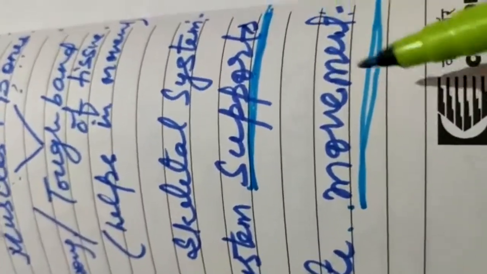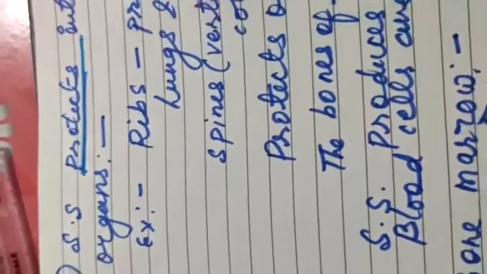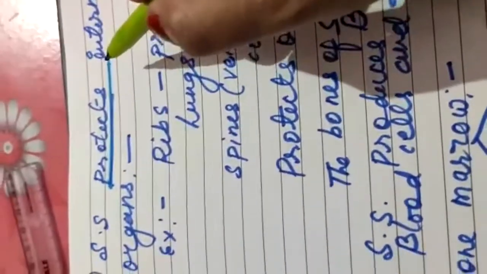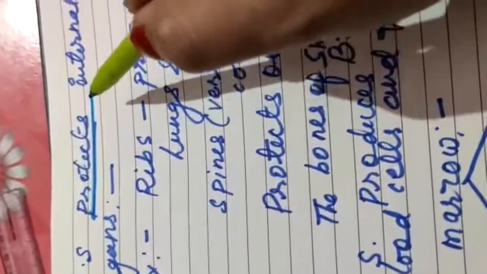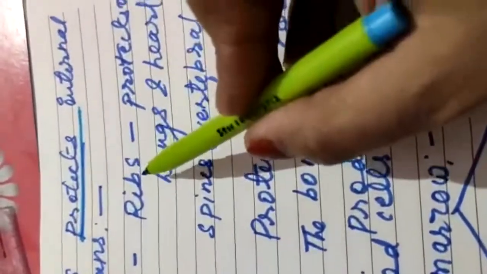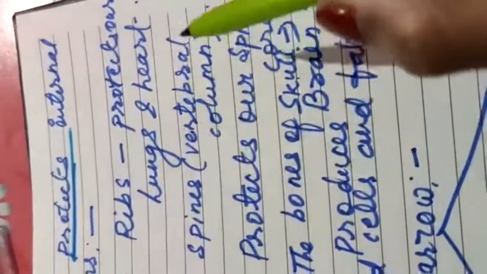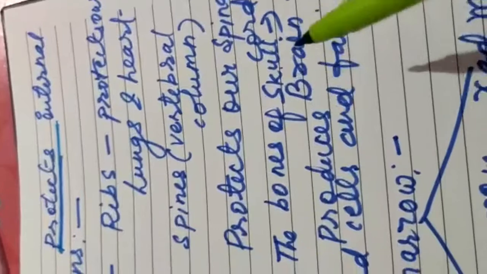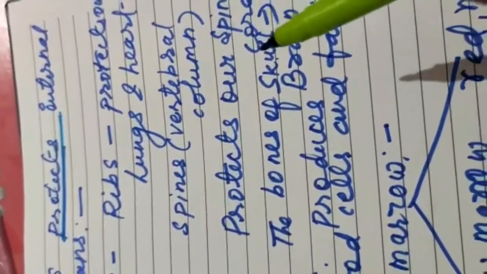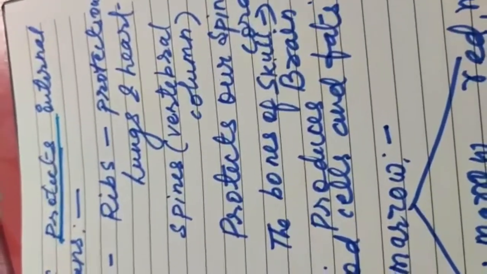So these are the functions of your skeletal system. The first point is support. The skeletal system supports our body. It helps in movement of our body. Yes, your bones move. With that movement, bones also protect the internal organs of our body. What are those internal organs? The ribs protect our lungs and heart. The spine protects our spinal cord, and the skull bone protects our brain.